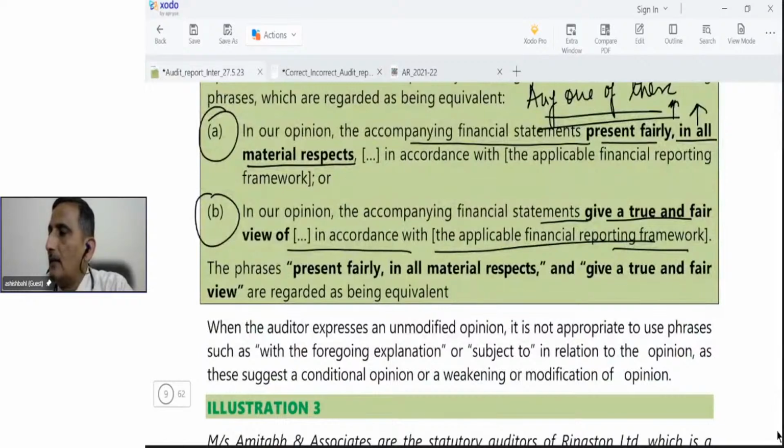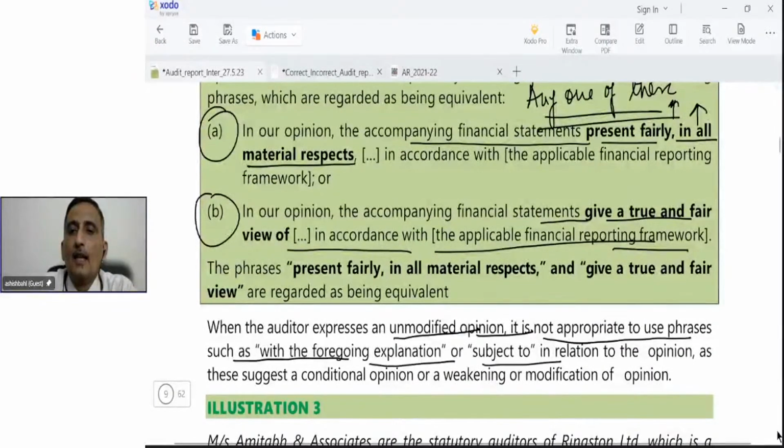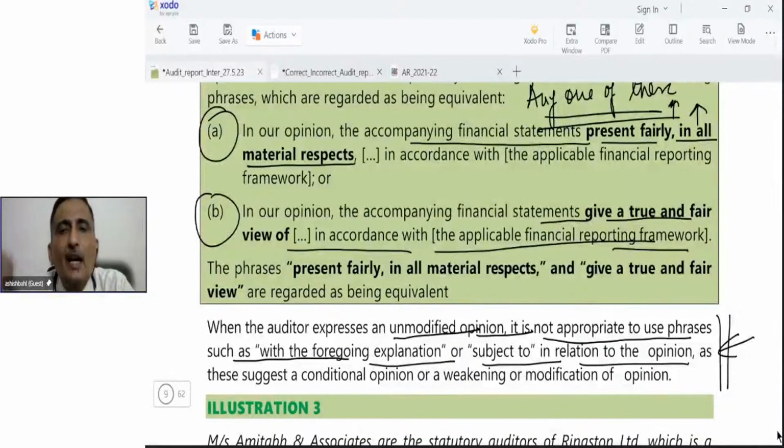When the auditor expresses an unmodified opinion, it is not appropriate to use phrases like "with the foregoing explanation" or "subject to". When I am giving an unmodified opinion, I shall not use the words subject to this, subject to that. I would not put conditions, because this would lead to confusion in the mind of users, or lead to weakening of my opinion, or some users may take it as a modification of opinion. They may assume that the auditor is giving his opinion subject to some conditions. So these type of terms are best to be avoided. These are not to be used when the auditor gives a clean opinion, an unmodified opinion. Okay.